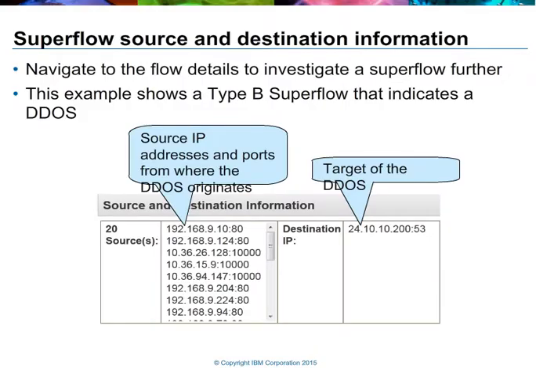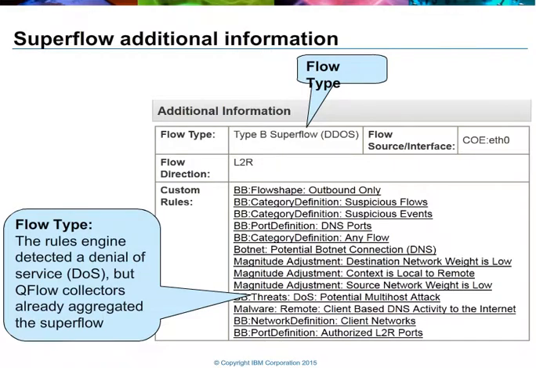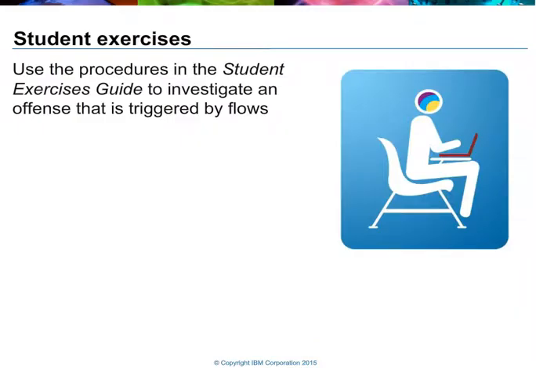If we open up the details on a superflow, you can see that in the situation of a DDoS, we have multiple source IP addresses instead of a single one, as you would see in the standard flow record, but then only a single destination IP address. Scrolling to the additional information section, you can see that the flow type designates this flow as a type B superflow. You'll also see that there are actually custom rules associated with superflows. Now turn to your exercises guide and perform the exercises for this lesson.